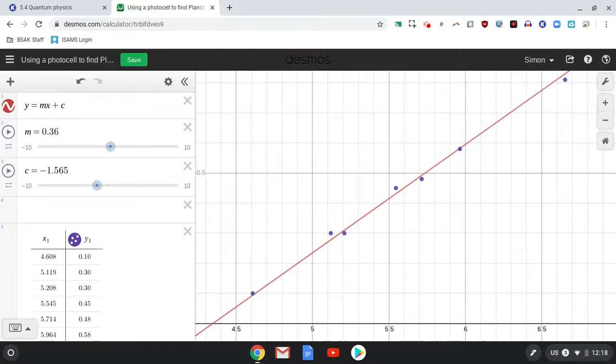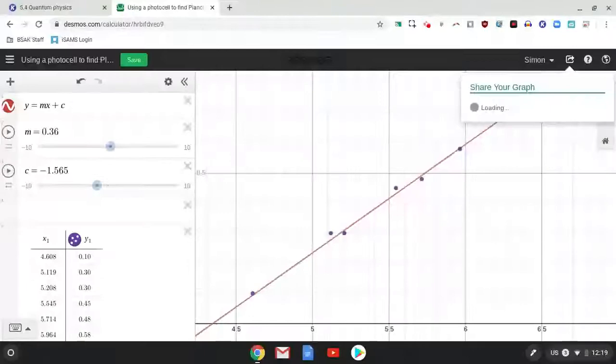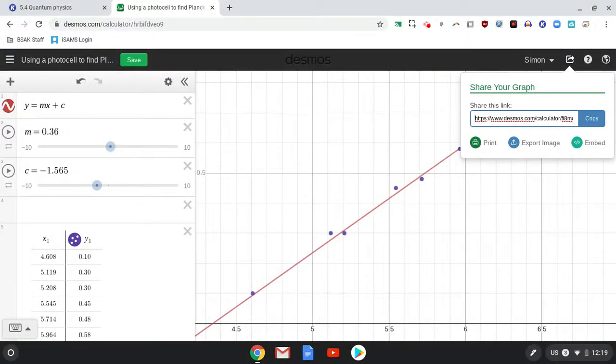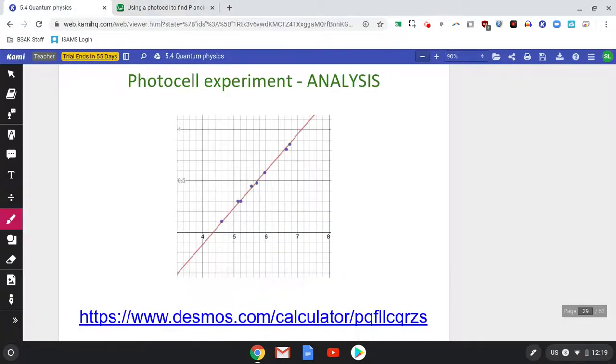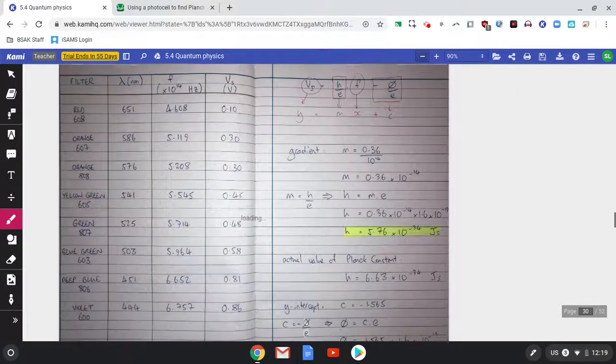To remind you how to share, you just go to this thing here. We're going to share, and then just copy the URL. You can attach that to the assignment, or just include it as a URL in the text. That would really help me enormously. So there you go, there's the graph. I was quite pleased with that. Now the analysis part. What do we get? This was my analysis.